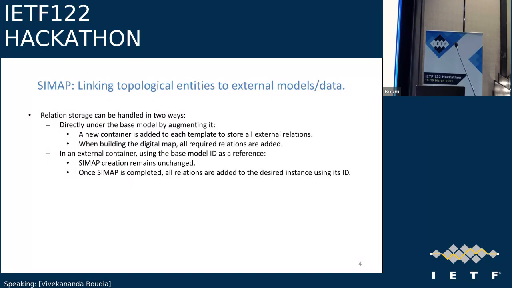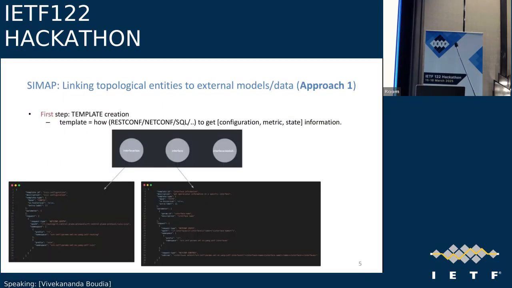First, I'm going to talk about external references. We explored two approaches. In the first one, we add an external container directly under the CMAP base model. Approach two is the same, but we do it externally and independently of the CMAP. The first step is to create a template. A template is just how we can get some information. The how can be the protocol, for example, based on YANG, RESTCONF or NETCONF, or for historical data, for example, SQL. So we can have as many protocols as we want. And the information can be configuration, metric or state.